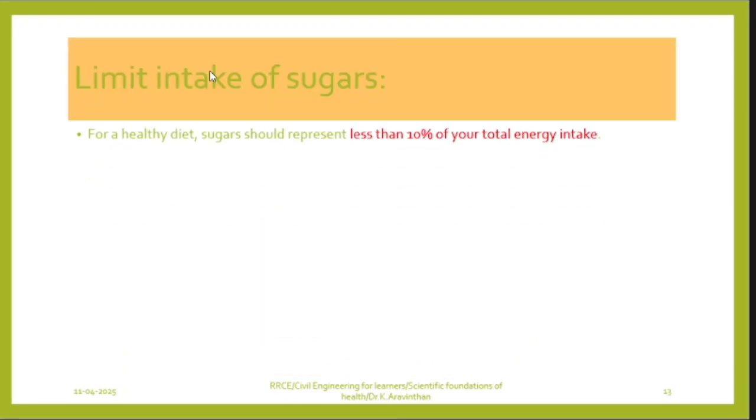Limit intake of sugars. Now, every day we consume sugar. For a healthy diet, less than 10% of intake. Now, if you are having Thums Up, Pepsi, Coke, in each and every processed soda you have a high amount of sugar. Have you heard about this? Sugars are in very high amounts in processed sodas. You should avoid that. So that will help reduce your intake by 5% of sugar.